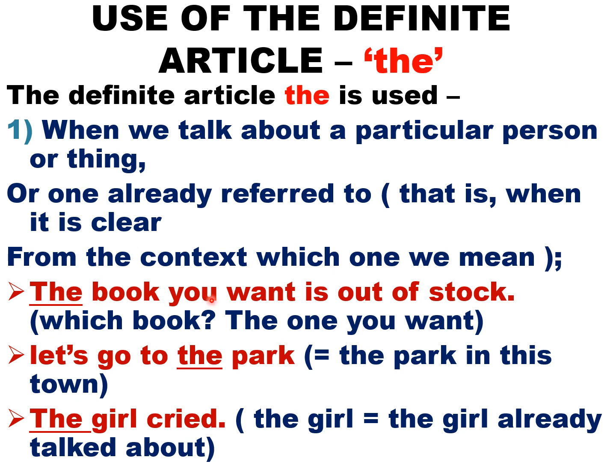The book you want is out of stock. Here, the book refers to a particular book. Okay. Let's go to the park. Park refers to the park in the town. So, it's clear. So, we are using the definite article the here. The girl cried. The girl refers to the girl already talked about. So, the definite article the is used here.